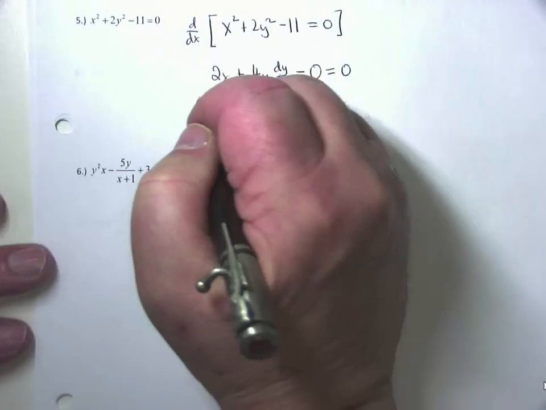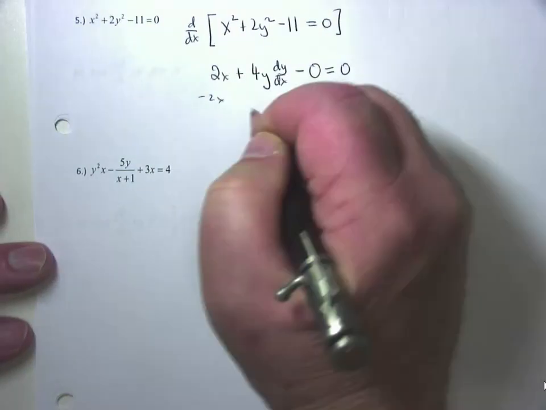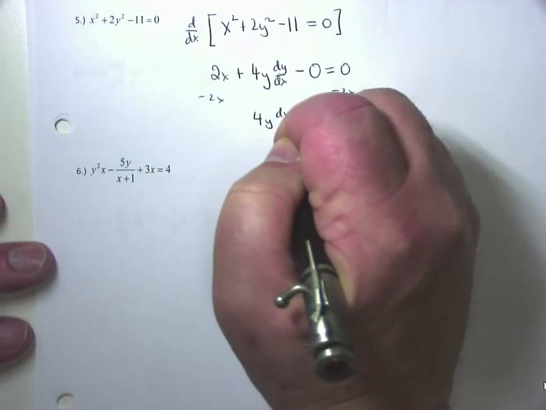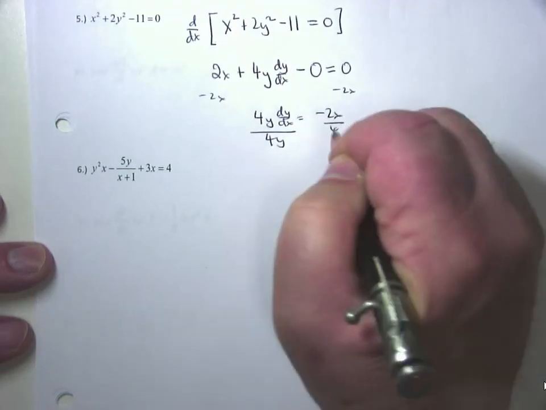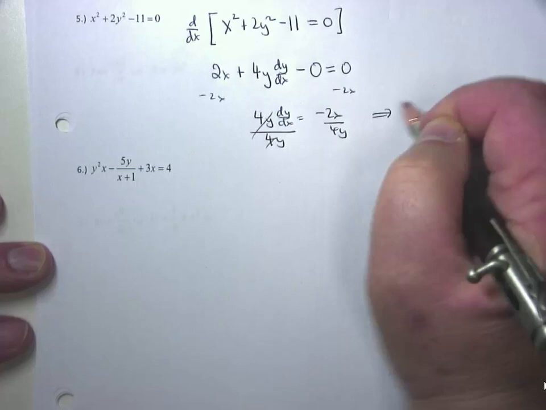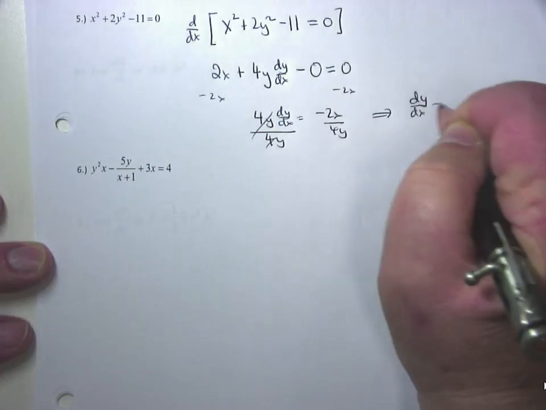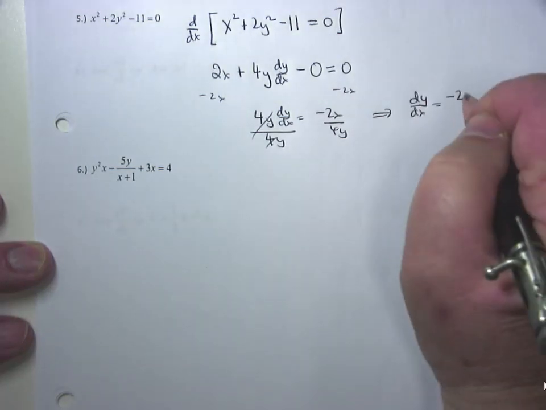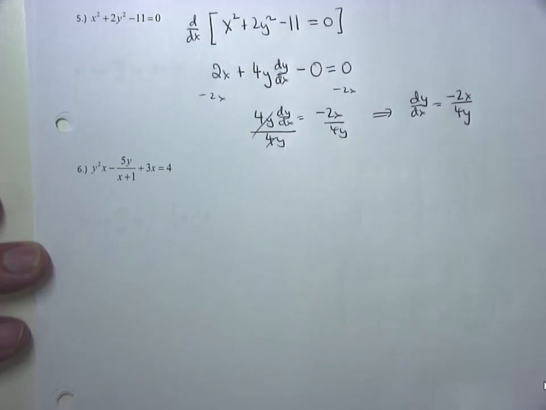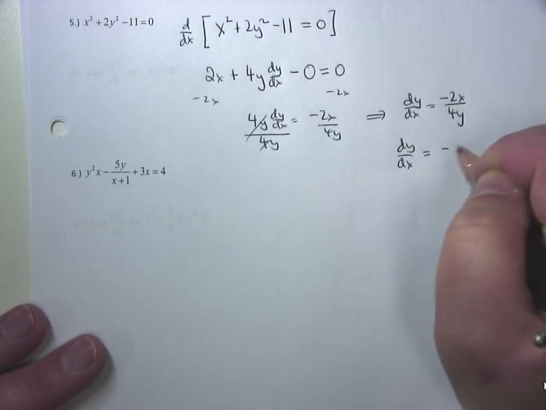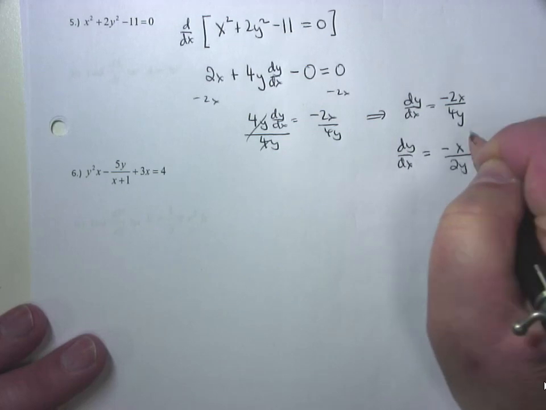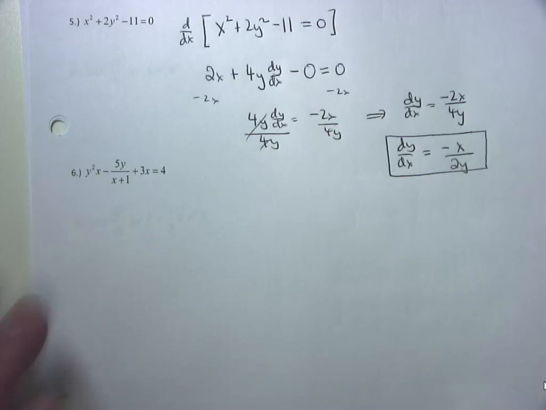So I'm going to subtract 2x from both sides. So that gives me 4y dy over dx is equal to -2x. Then I'm going to divide by 4y on both sides. And that's going to give me dy over dx is equal to -2x over 4y. And that's fine, but we're math people and we just can't handle that. Reduce your fraction. So what do you get? dy over dx is equal to -x over 2y. That's typically how they would have written it up in a multiple choice answer.